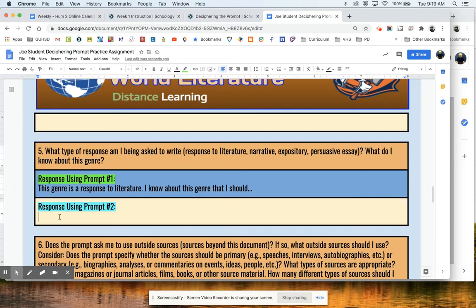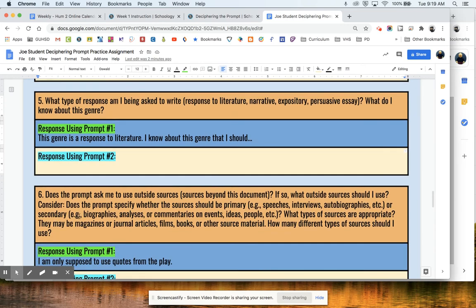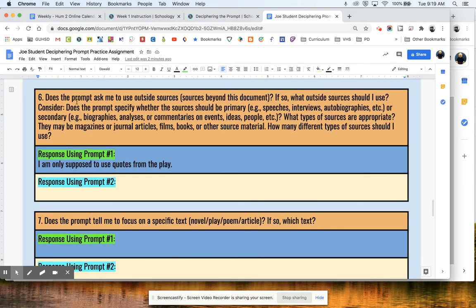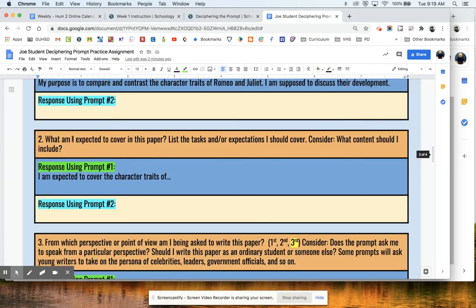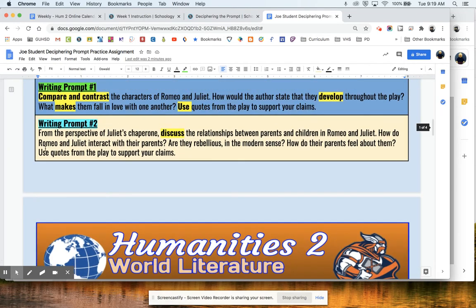Now, for creative writing, what do you know about this genre? Would you include dialogue? Would you include description? Those kinds of things will go in question number 5. Number 6, does the prompt ask you to use outside sources? Well, I think it does tell you to use quotes from the play. Yes. So you'll want to work those quotes into your story. Well, that may be difficult to do given what it's asking you to.